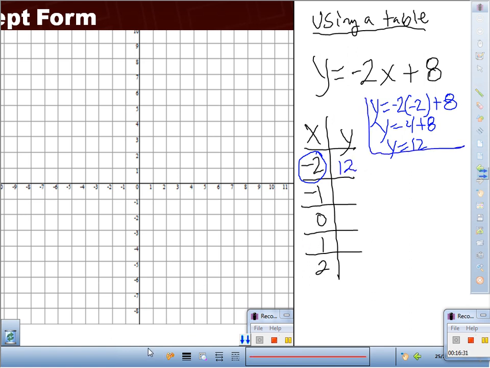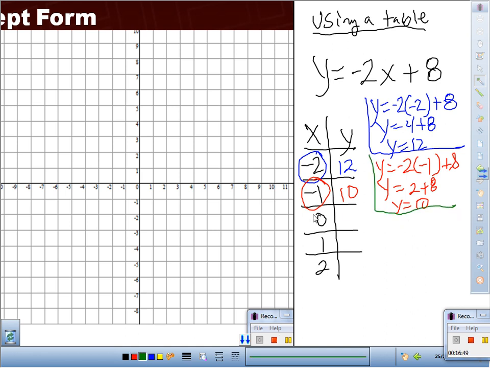I'm going to go to the second value. What's my second value? Negative 1. So I do this again. Y equals negative 2 in parentheses. What goes in parentheses? Negative 1 plus 8. What is negative 2 times negative 1? 2 plus 8. What is 2 plus 8? 10. And that goes right there. I'm done with this one.